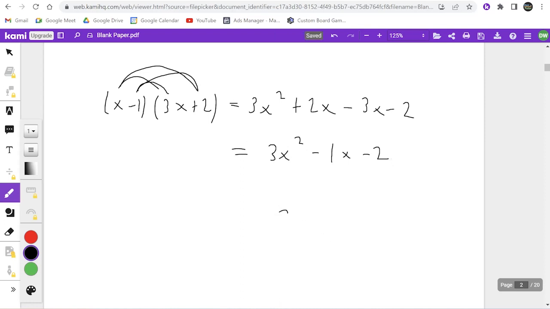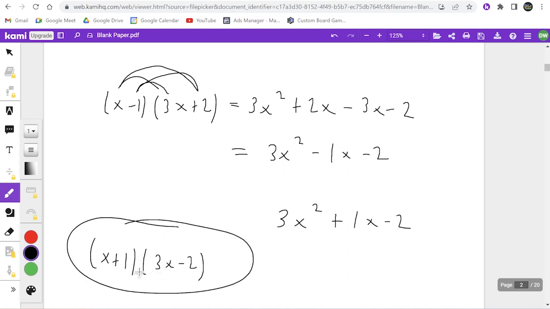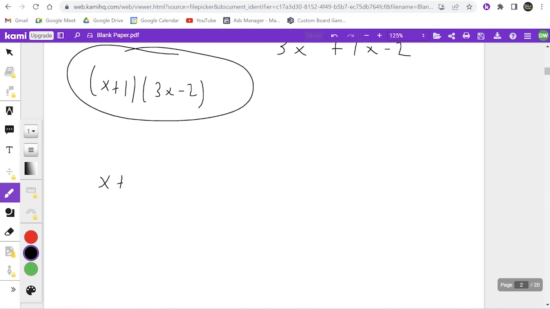And remember, what did we want? We wanted 3x squared plus 1x minus 2. So here's a shortcut for you. As soon as you see that you got very close, but it's just the negative version, then all that means is you need to switch the positive and the negative. So for instance, x plus 1 times 3x minus 2, you flip the signs, now you've got the right answer. And again, you can always check by FOILing. And if you choose any of the other ones, like for instance, x plus 2 times 3x minus 1, well, this one's going to be completely off.